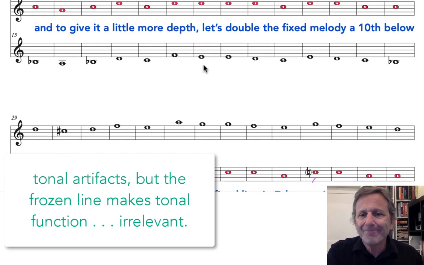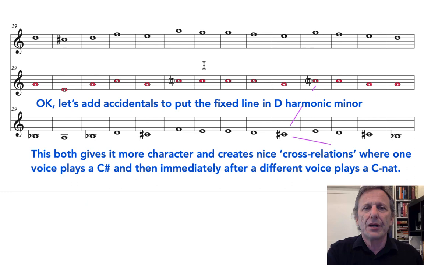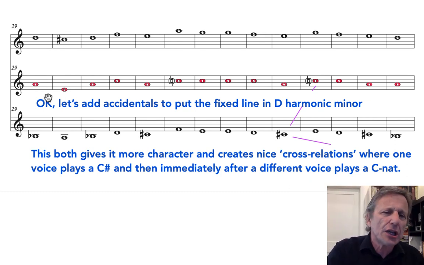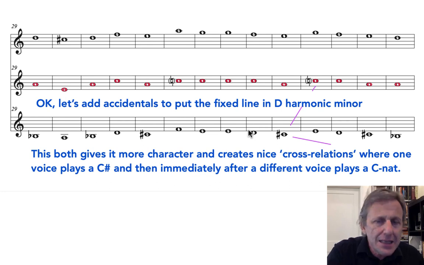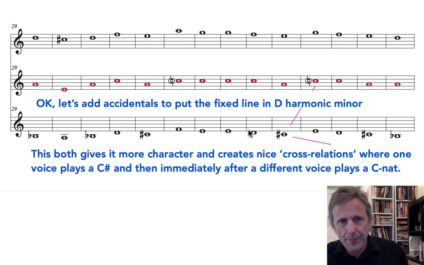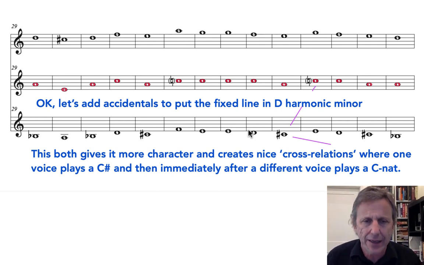And let's go one step farther. Now let's take this line and say, hey, I really want to be in a D minor that always has a leading tone. And that's all we're going to do. We're just going to essentially add accidentals to put this fixed line and its double into D harmonic minor. Got it? So here's what the new melody sounds like.